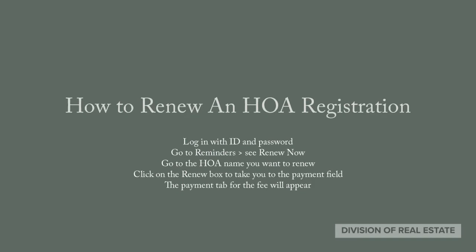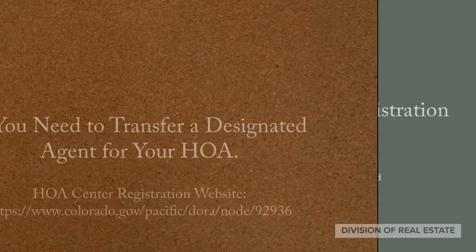Next, click on the box next to the HOA name indicating that is the HOA you want to renew. Next, go to the bottom of the page and find the gray box titled Renew. Clicking on it will take you to the payment field. You will be prompted to agree about the payment and the credit card fee.